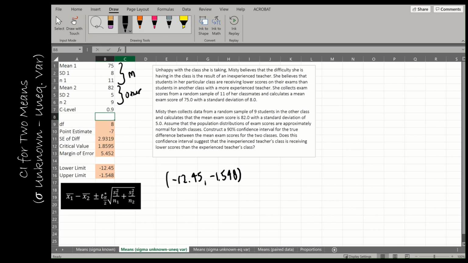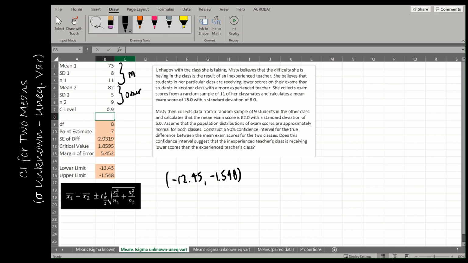Now, they're both negative values. And because they're both negative values, that means there is a difference. So if you have something where 0 is somewhere between the values, so you have a negative, comma, a positive, then we can't say with any confidence that there's a difference in the values. But because they're both negative, we can say that we're 90% confident that the mean exam score for students in the inexperienced teacher's class, which is Misty's class, is between 1.5 and 12.5 points lower, again lower because they're negative, than the mean exam score for students in the experienced teacher's class.